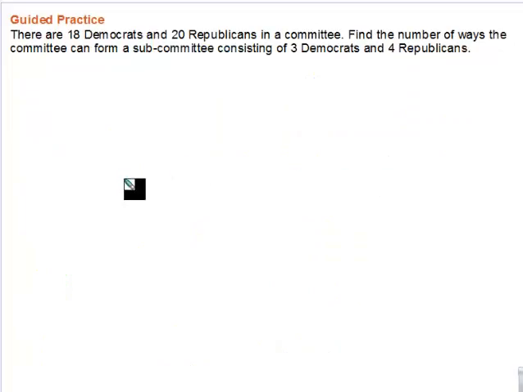Okay, we have 18 Democrats and 20 Republicans in a committee, and we're going to make a subcommittee with 3 Democrats and 4 Republicans. So Democrats, we'll have 3 Democrats out of 18. Sorry, I wrote that backwards. 18, and we want 3. And Republicans, we have 20 and we want to pick 4.